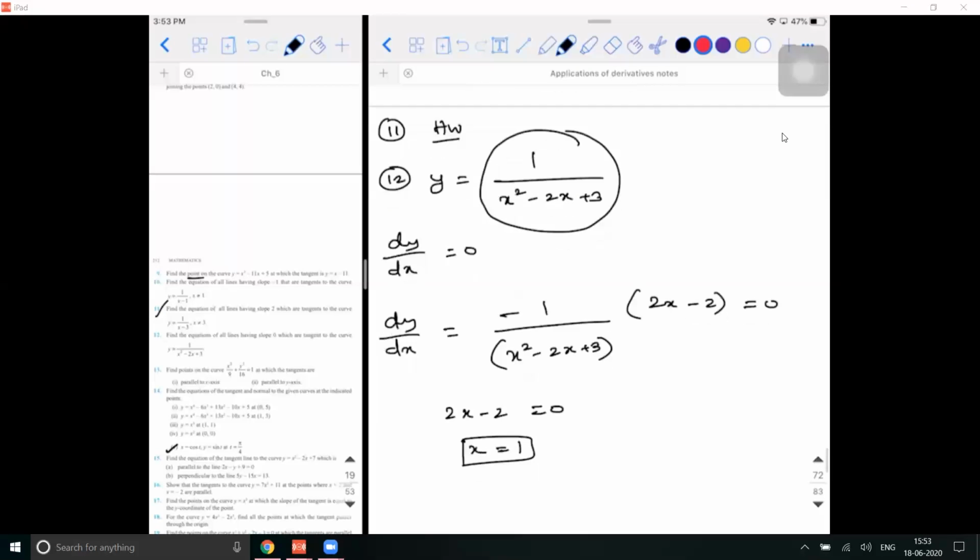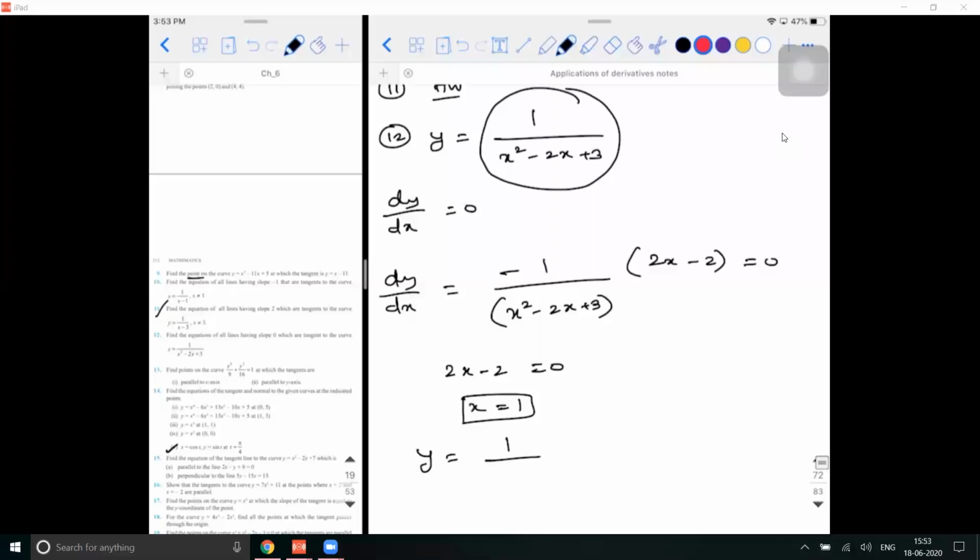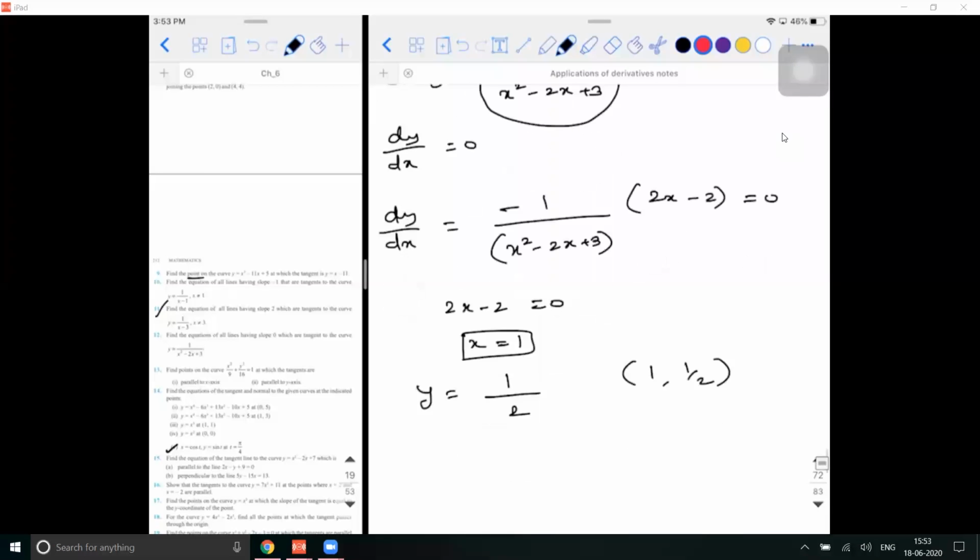So when x is equal to 1, what is the value of y? 1 by 1 minus 2. 1 minus 2 is minus 1, yeah, 1 by 2. So the point is 1 comma half. Slope is 0, so it is parallel to x-axis. A line parallel to x-axis is y is equal to constant. The equation of the line will be y is equal to 1 by 2. Right? So I hope somebody is checking the answers also. Yes, sir. Yeah, y is equal to half.